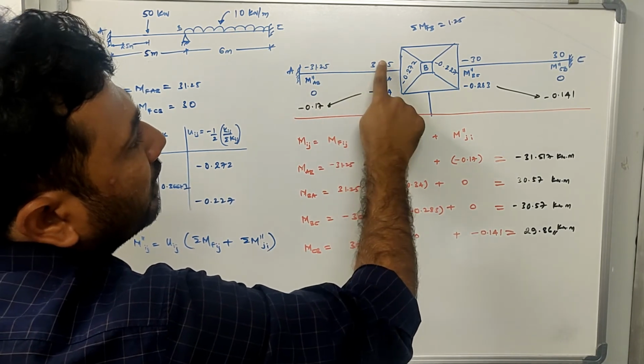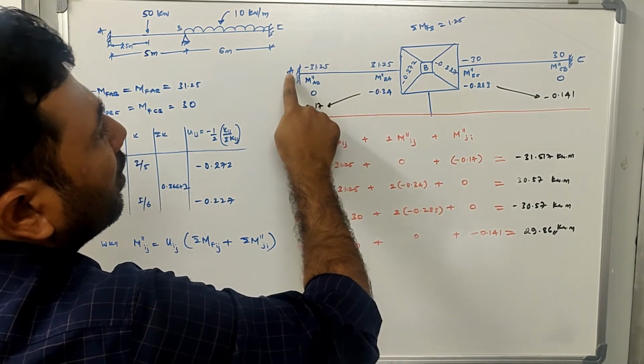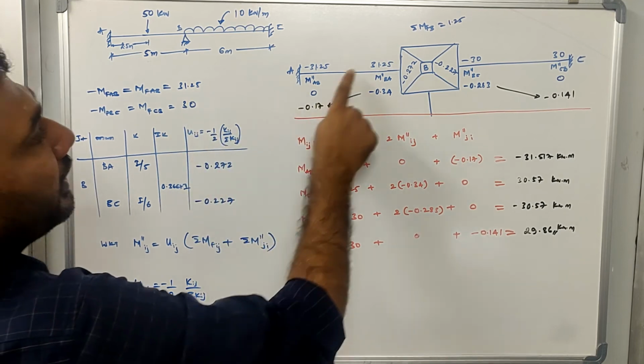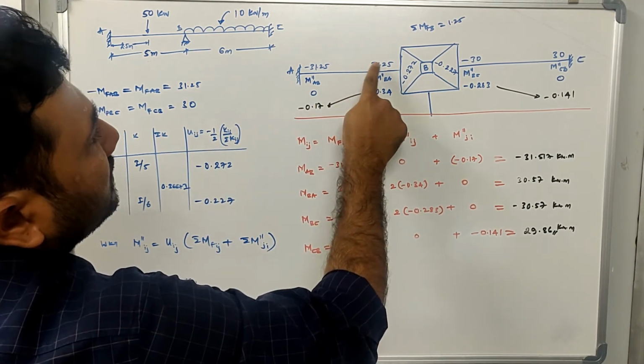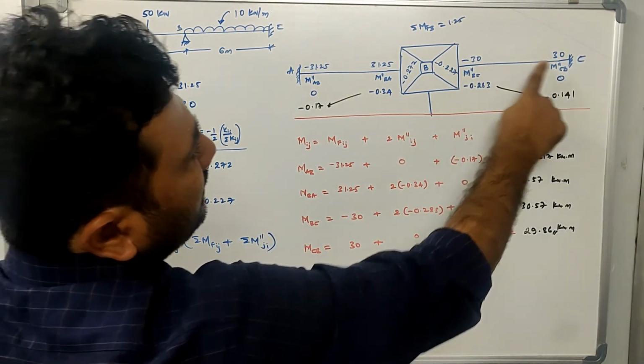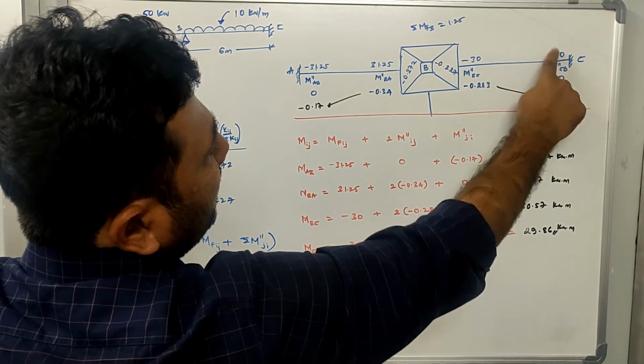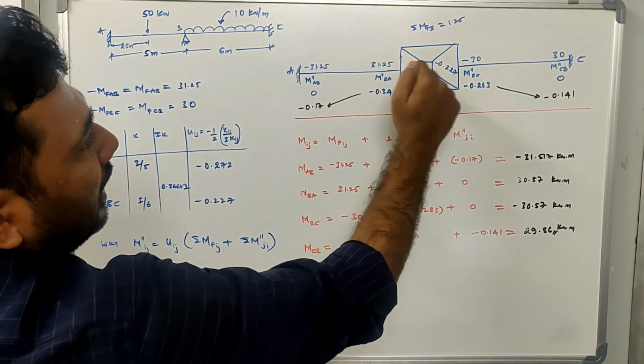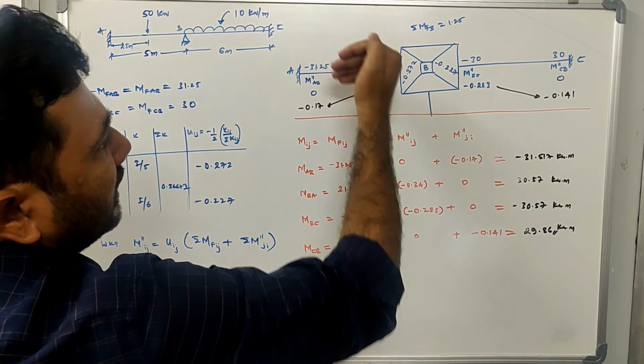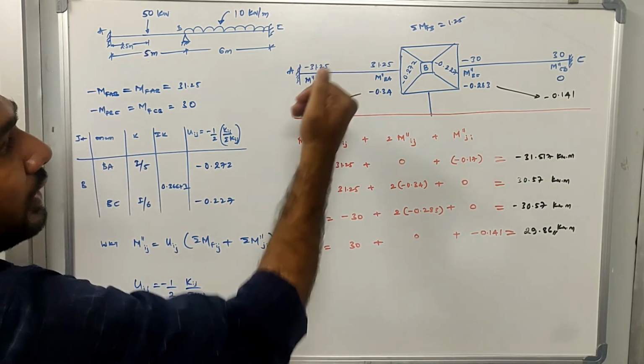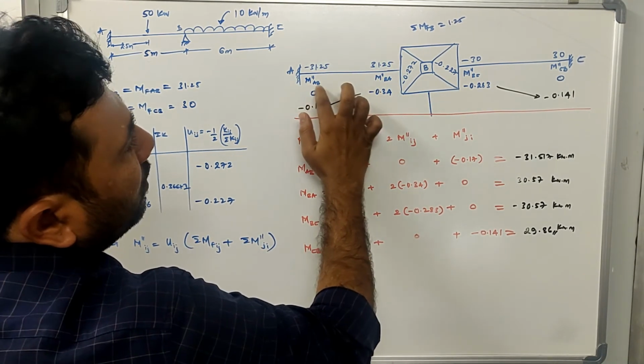Above this line I have written the fixed end moment. See, what is MFAB? Minus 31.25, and what is MFBA, which is 31.25. Similarly, MFBC and MFCB are also written. So above the line, we'll write the fixed end moment. Now below the line, for your reference, I have written M double dash AB.